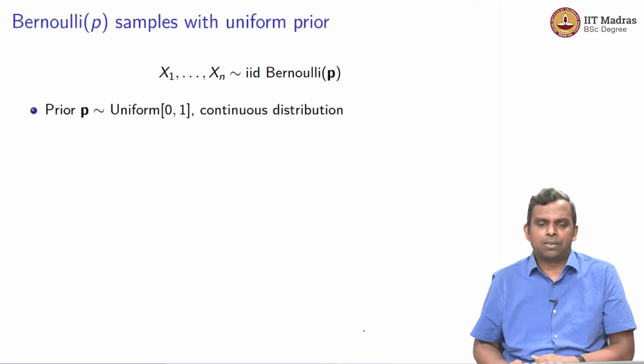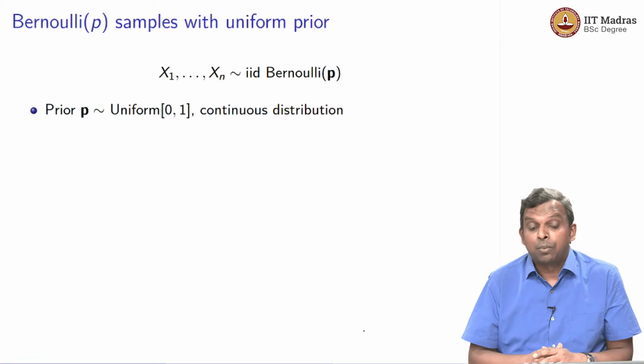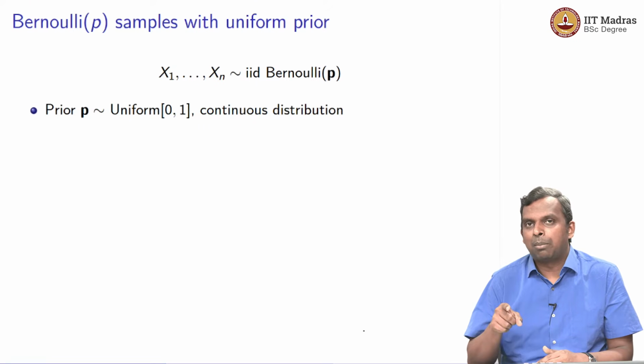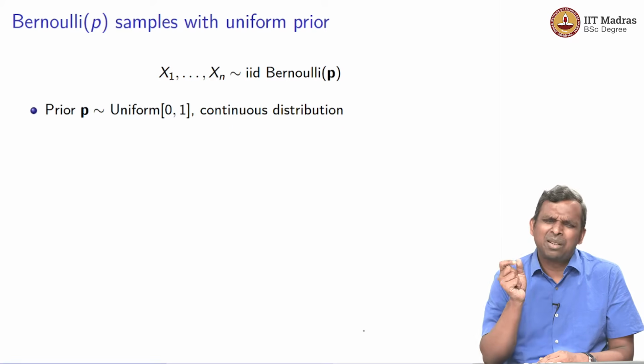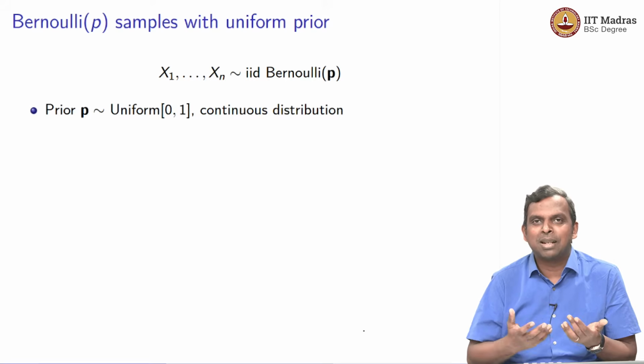Let's see examples. The first example I'm going to show you is Bernoulli samples with a uniform prior. We saw Bernoulli samples with a discrete prior. It seemed discrete is difficult to motivate. Why should it be only 0.25, 0.75? It doesn't make sense, right?